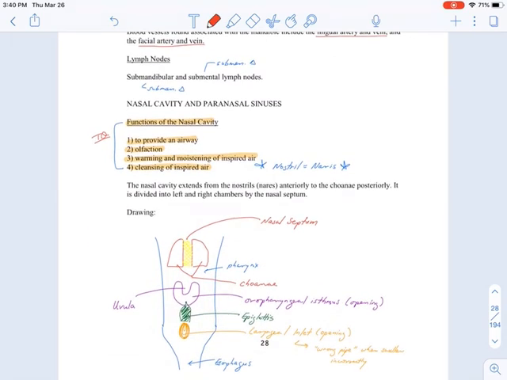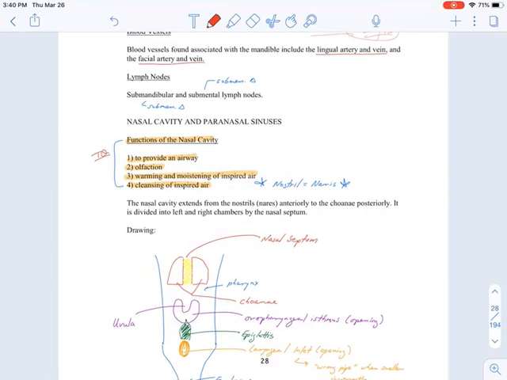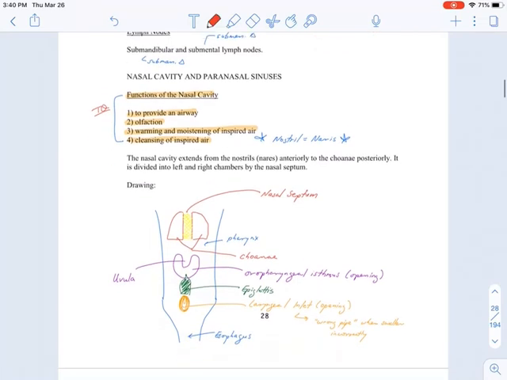Now we're on to our lymph nodes. So these ones are straightforward. Submandibular lymph nodes are in that submandibular triangle, submental lymph nodes in the submental triangle.